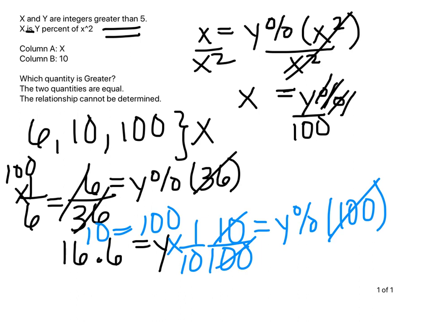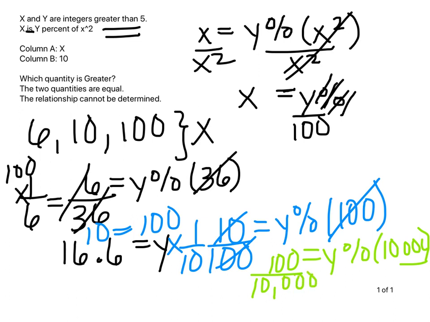If we were to take 100 and plug it in for x, we'd get 100 is equal to y% of 10,000. We would then divide both sides by 10,000, and we get 1 out of 100. But then we're going to multiply it times our 100, and we would get y is equal to 1. That would not make y greater than 5.